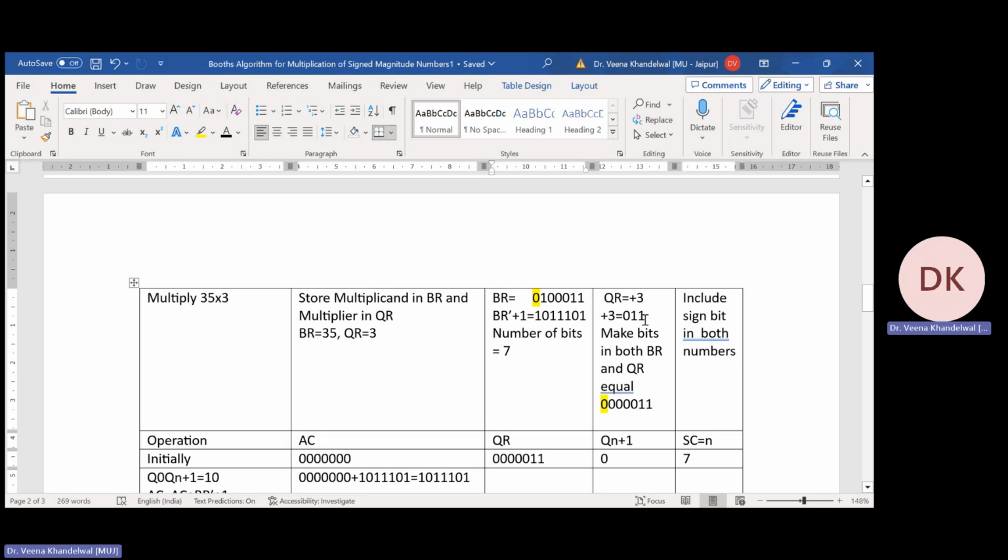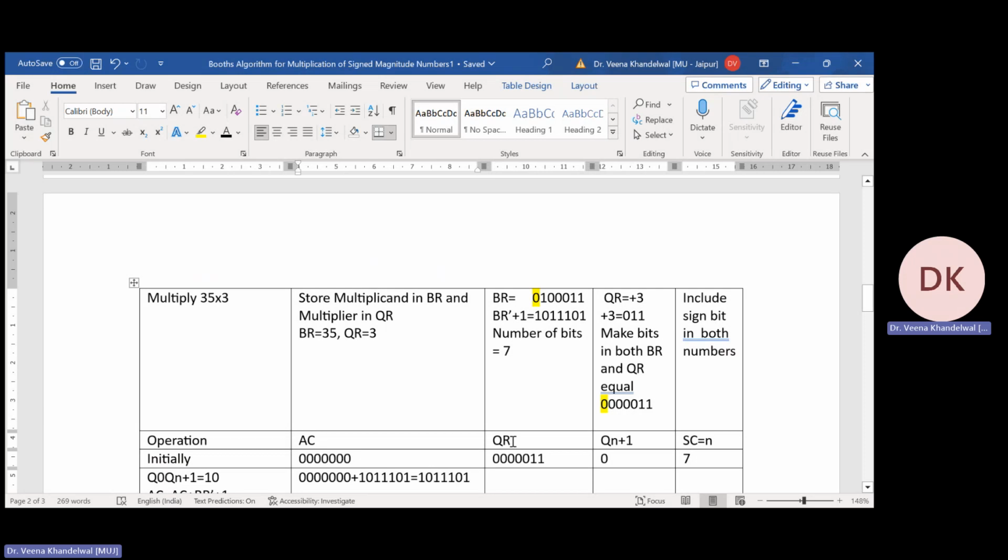But we have to make the number of bits in both the multiplicand and the multiplier equal. So here we add extra zeros to make the number of bits equal. Whenever we represent a number, what is important is that we include the sign bit in both numbers. Now, since the number of bits is 7, in the accumulator we initialize it with 7 zeros.